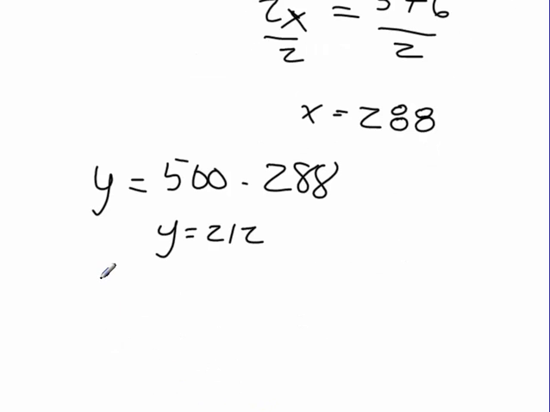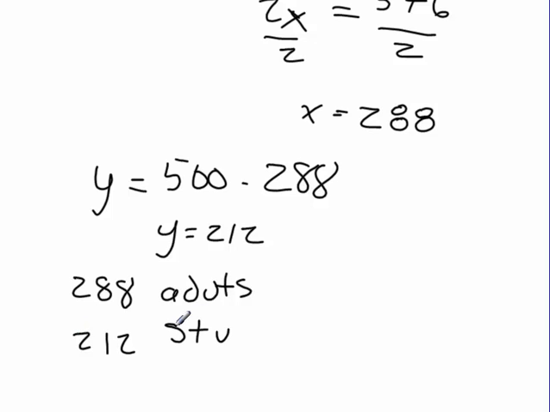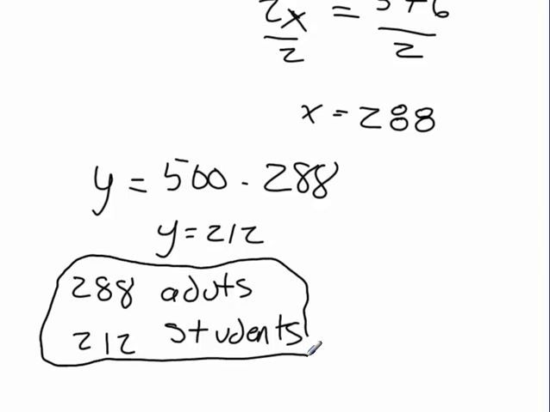Now, I have to give my answer. I would prefer that we put it in a full sentence. We could just simply say there were 288 adults and 212 students. And there we go. Now we have our answer.